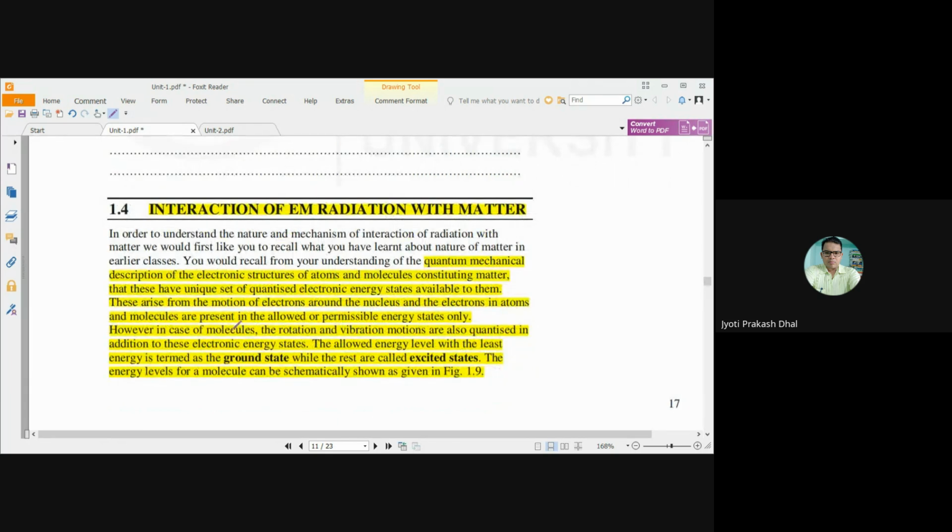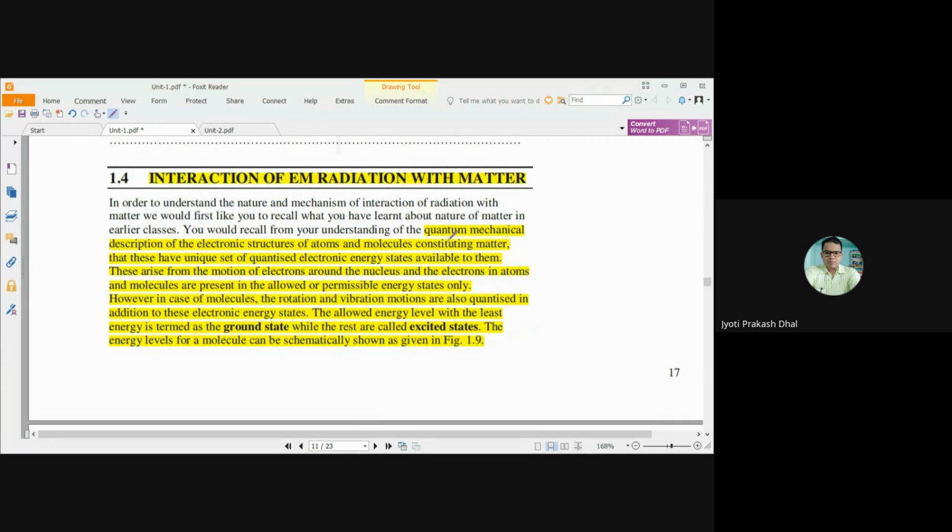Now coming to the interaction of electromagnetic radiation with matter. We have already discussed the quantum mechanical description of the electronic structure of atoms and molecules consisting of matter in the lower classes, and these have a unique set of quantized energy levels available to them. These arise from the motion of electrons around the nucleus, with the electrons in an atom or molecule present in the allowed or permissible energy states.